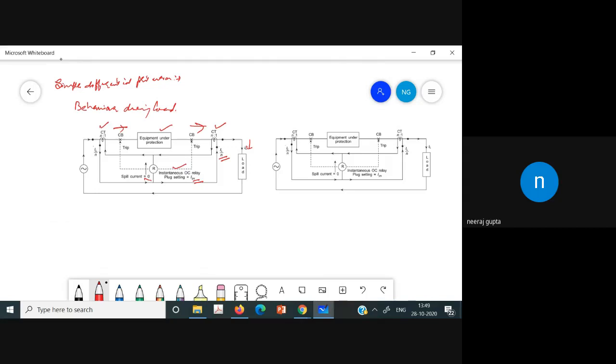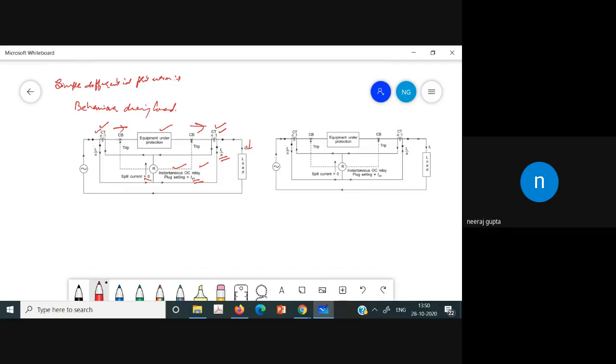So what we have done, we have the equipment under protection. We will have the CTs, and these are connected in such a way that whatever current is flowing before is equal to after. And if there is a difference between the two, then definitely it will act as a spill current, and it will activate the instantaneous overcurrent relay if the value is more than the plug setting minimum value. This is the relay, and it will give the command to the circuit breaker. So it is the behavior during the load conditions.